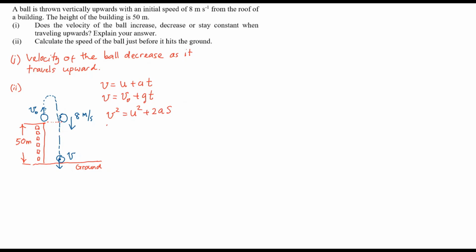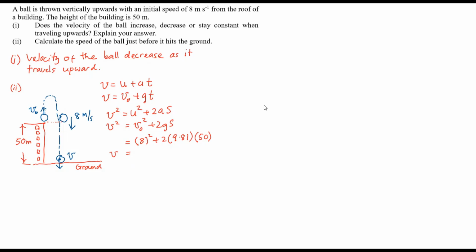So in our case, v squared is equal to v0 squared plus 2gs, and v0 is 8 meters per second, g is 9.8, and s is the distance downward from the top of the building, which is 50 meters.